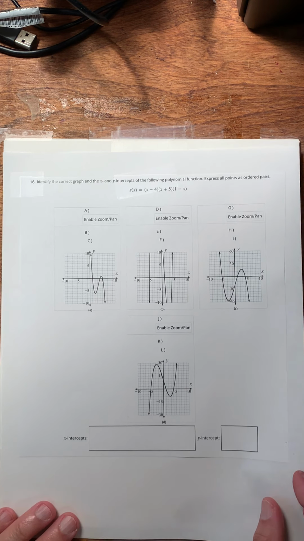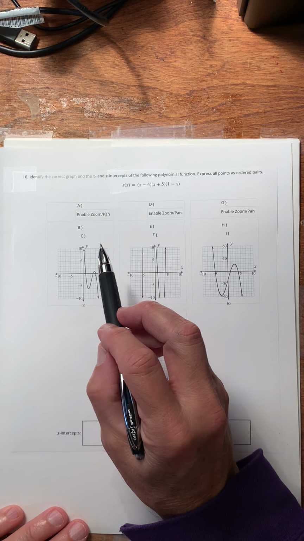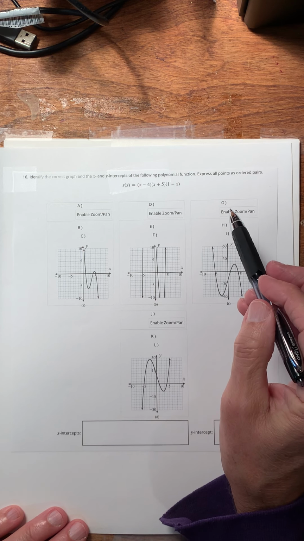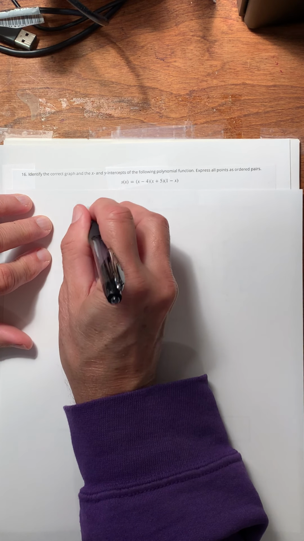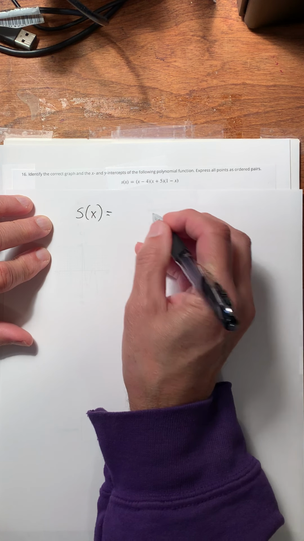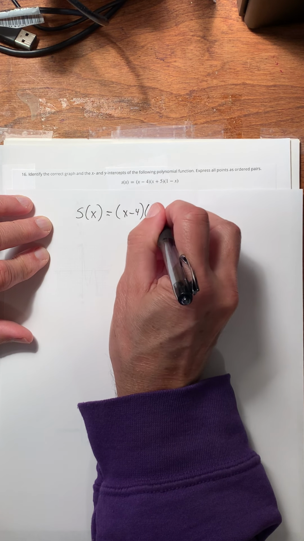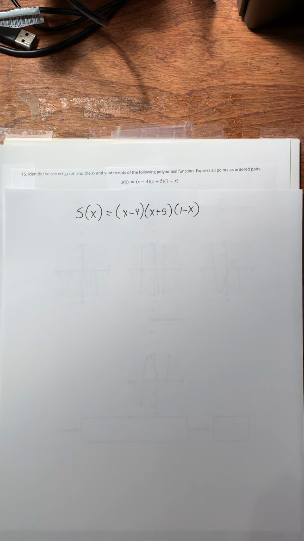All right, 16. Identify the correct graph and the x and y intercepts of the following polynomial function. Express all points as ordered pairs. All right. S of x is x minus 4, x plus 5, times 1 minus x.